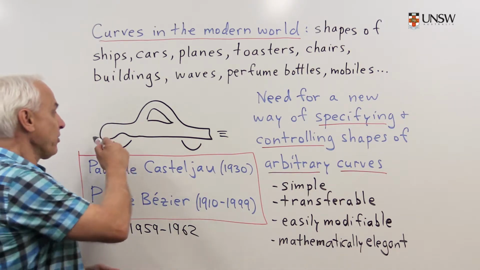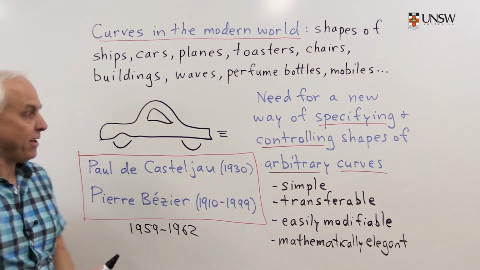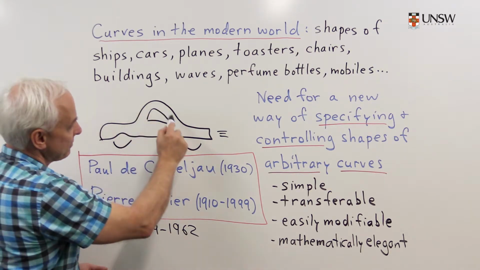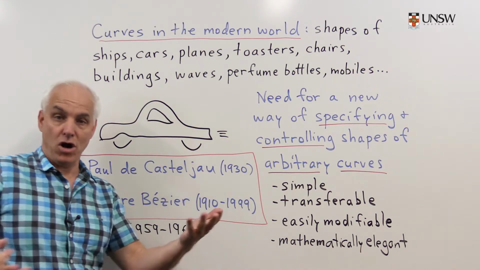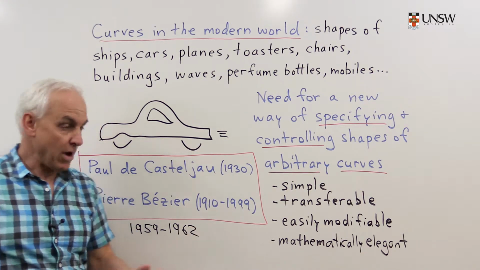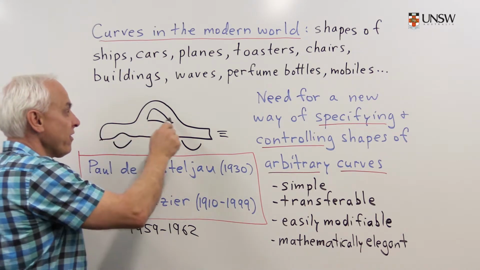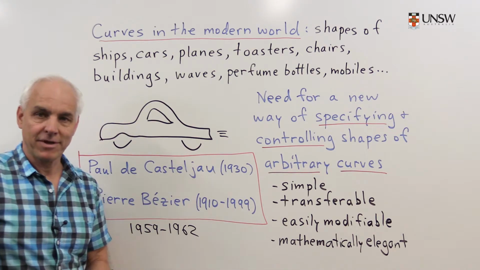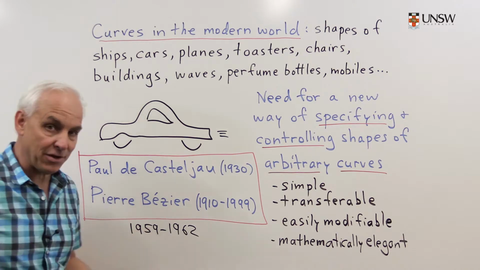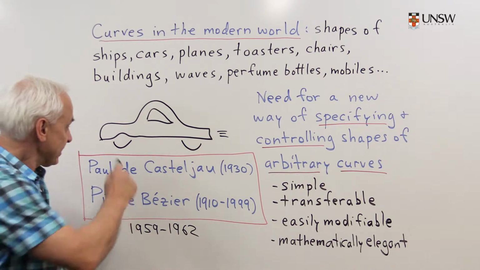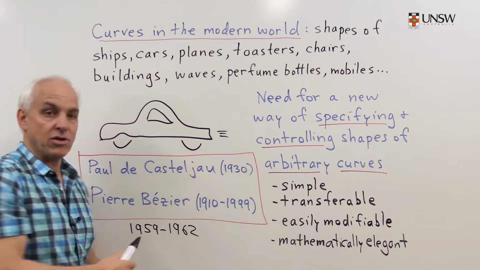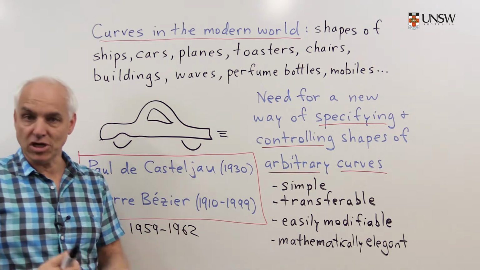For example, maybe you're interested in a car, okay? And perhaps you've painstakingly decided that this is the shape or the outline of the car that you want. So how are you going to express this curve mathematically? It's for sure not going to be a classical curve. It's not an ellipse or a cycloid or a cissoid or anything like that.